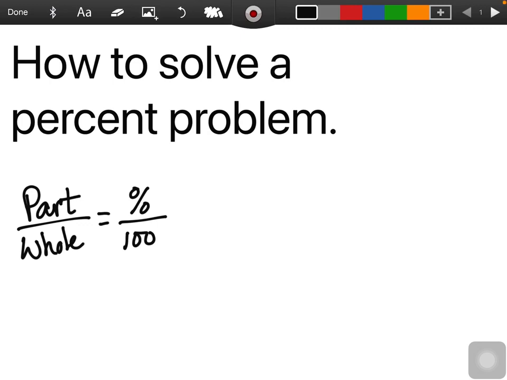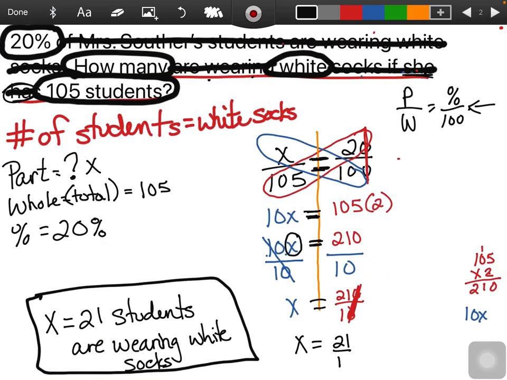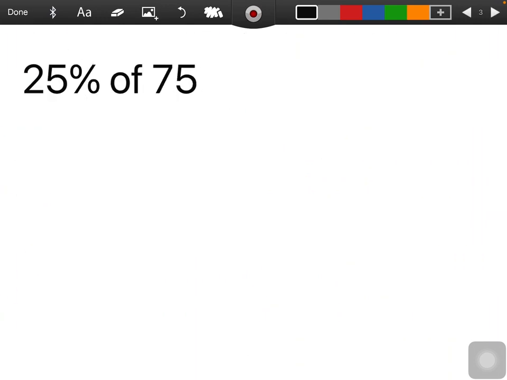Okay, so we just talked about how to solve an equation when you have part over whole equals percent over 100. And this was the example we looked at. Miss Souther's students wearing white socks, and we found out by cross multiplying that 21 students were wearing white socks. Sometimes though, we're given very little information like this. What is 25% of 75? Well, when it's this simple, you don't have to cross multiply.